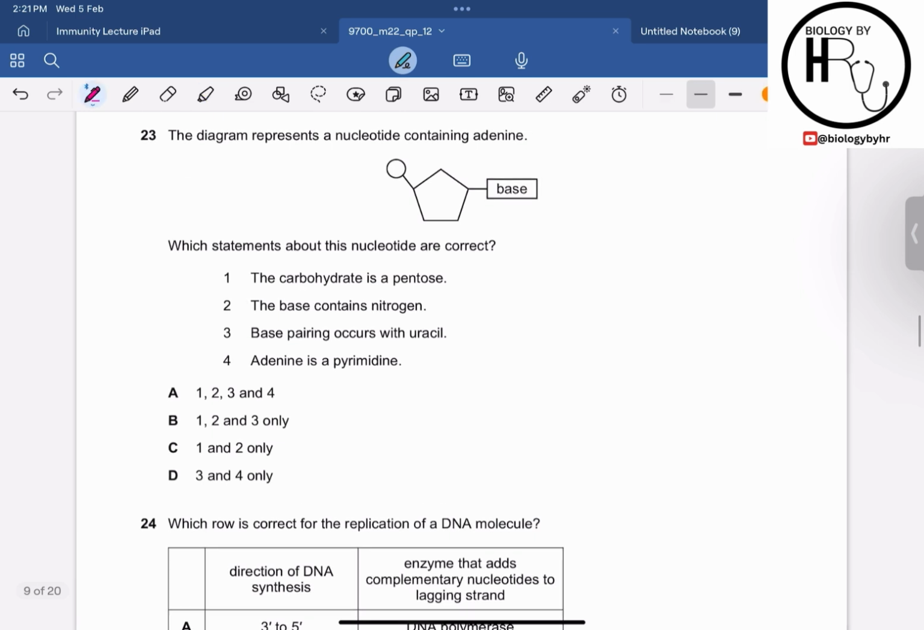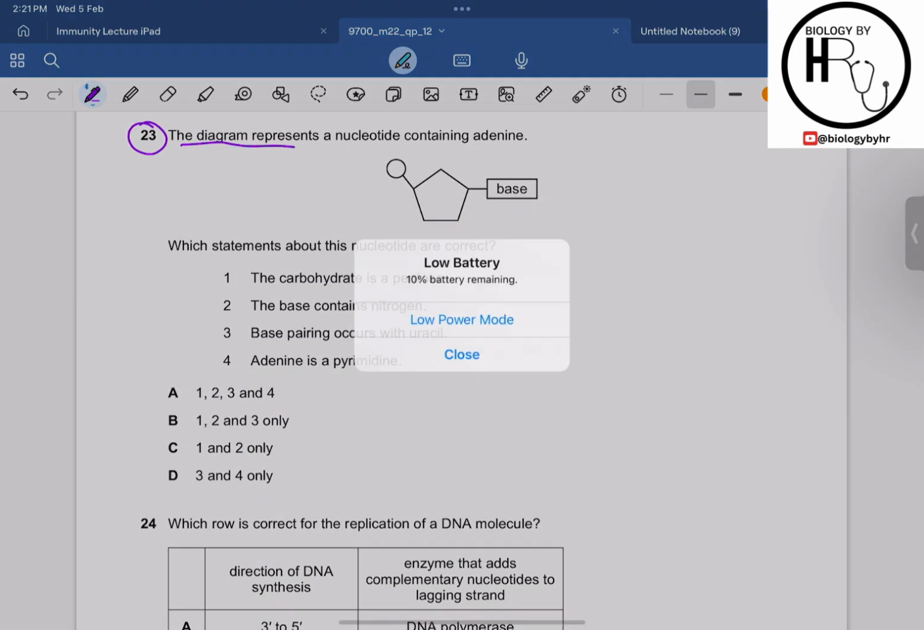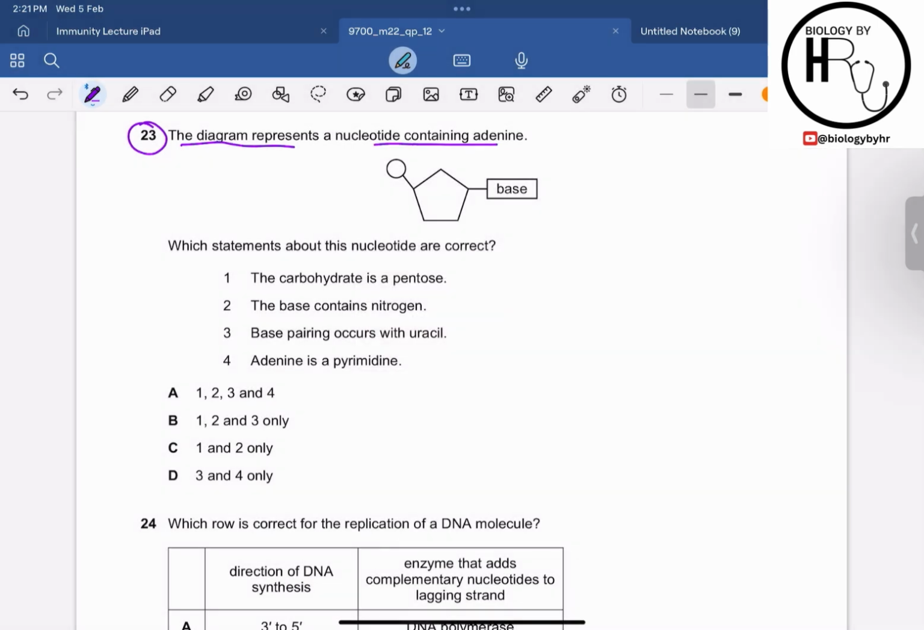Now let's move on to question 23 over here. Question 23 says that the diagram represents a nucleotide containing adenine. Which statements about this nucleotide are correct? They have given us four statements and they are asking which statements are correct. The carbohydrate is pentose. Yes, this is a correct statement. Why? Because you can see over here that it is a 1, 2, 3, 4, 5 carbon sugar, right? And a 5 carbon sugar is a pentose sugar.